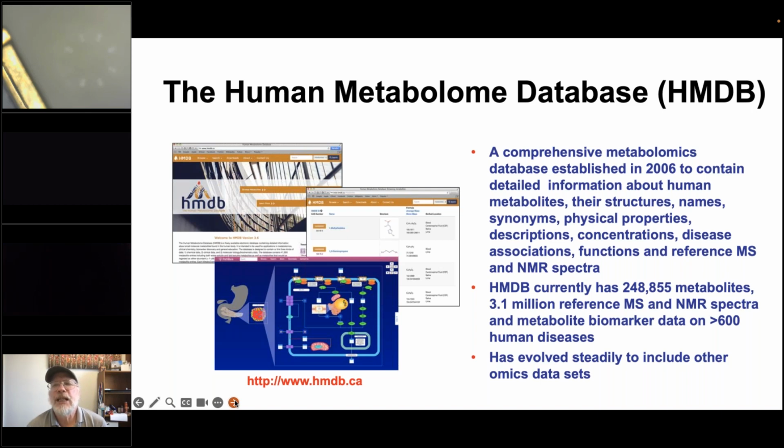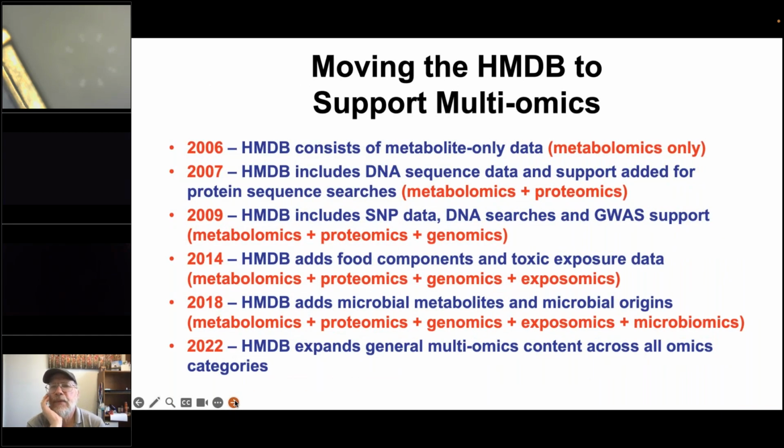So the Human Metabolome Database, I think many of you are aware of. Certainly it's a large database. It has a lot of data, whether it's about metabolites, their structures, their properties, descriptions, concentrations, reference spectra. There are almost 250,000 compounds, more than 3 million reference spectra, data on diseases. And initially it was intended to be strictly a metabolomics database. But over the years, we've steadily included other omics data sets.